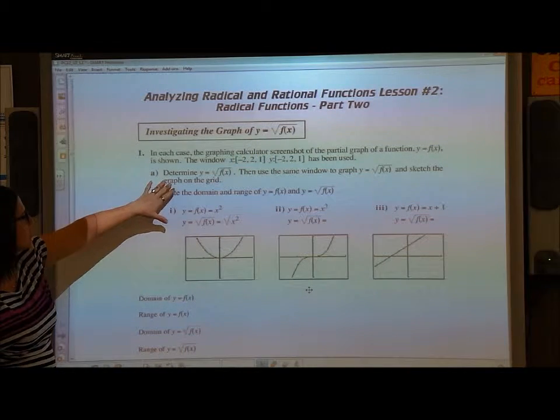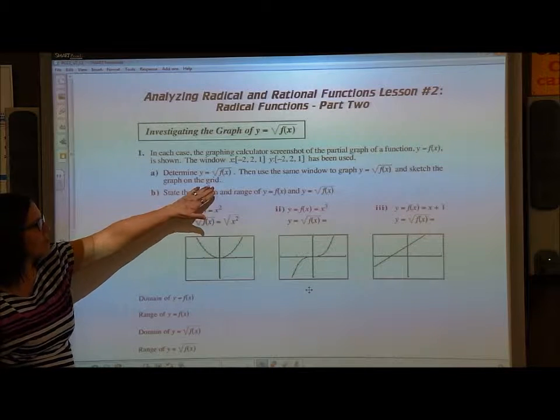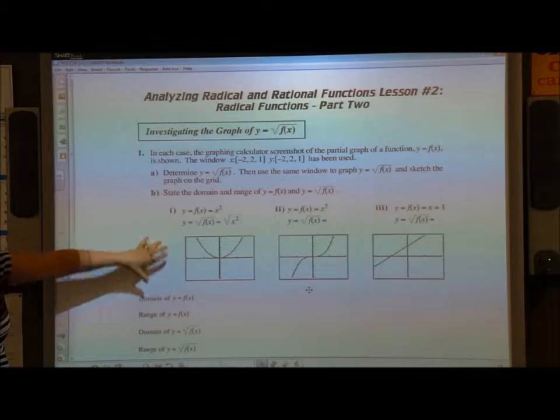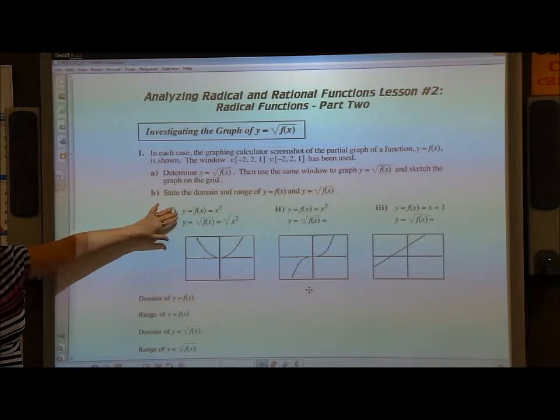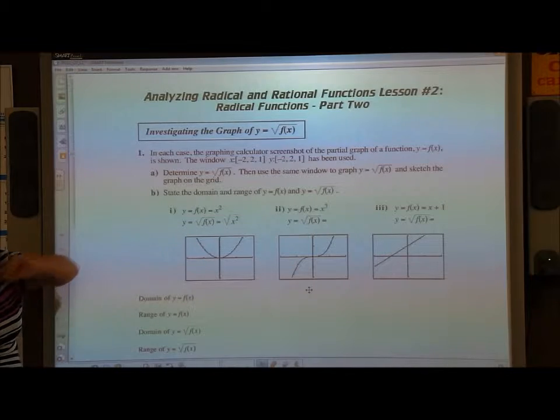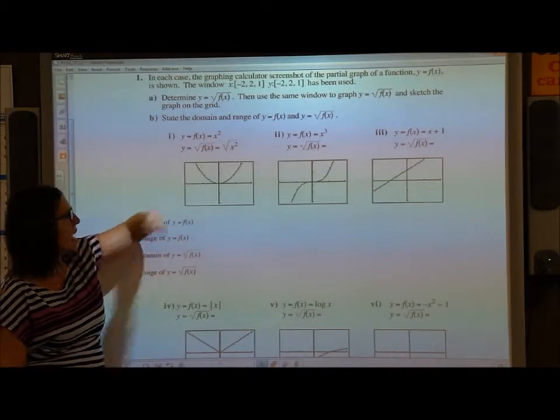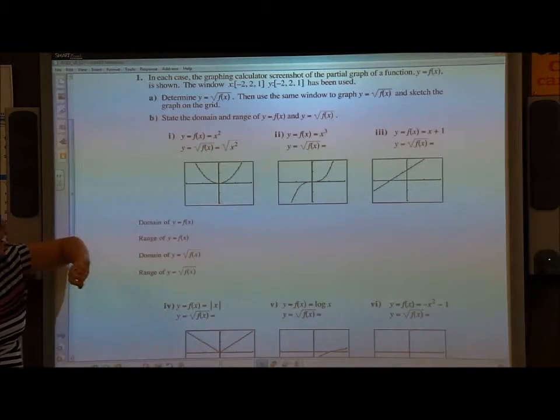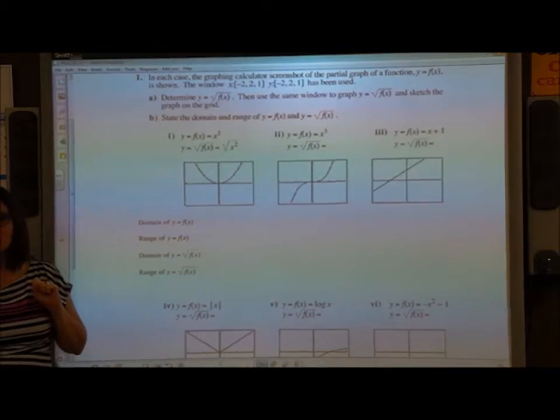So what we're going to do is determine y equals the square root of f of x, then use the same window to graph the square root of f of x and sketch the graph on this same grid. And then we'll state the domain of the original function and the radical function. So if we look at the first one, f of x equals x squared, this is the graph of x squared. What is the domain of this graph? What are the possible x values?